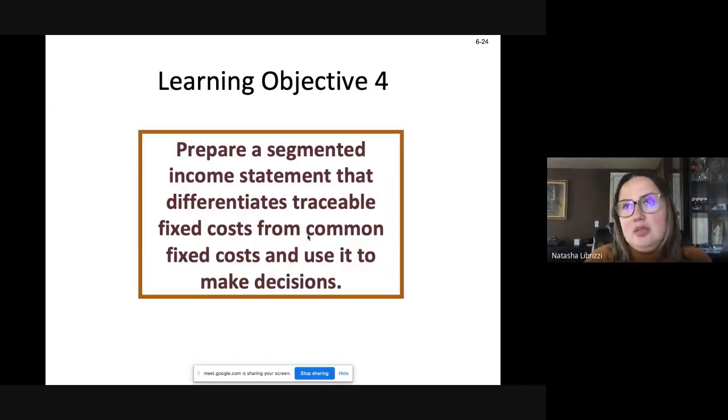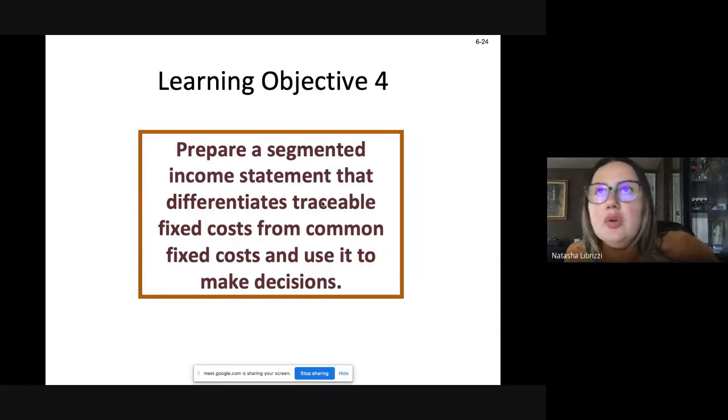By doing variable costing, we take that poor decision out of the equation. And I'm not saying all decisions are poor, but fixed cost per unit is only as low as how many units you have produced. So we're going to prepare a segment income statement that differentiates traceable fixed costs from common fixed costs and use it to make decisions. Let's talk a little bit about segments in general.